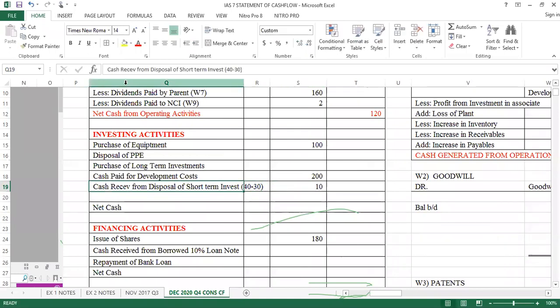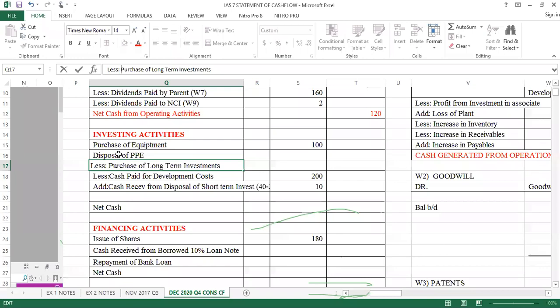So remember, cash received is an addition. Sometimes by the time I start doing it, I may be tired. So that is to add. Cash paid is to less: purchase of long-term investments is to less; disposal of PPE, if it is there, you add. What else? Purchase, of course, purchase is less. So we have all that. So we have looked at that.